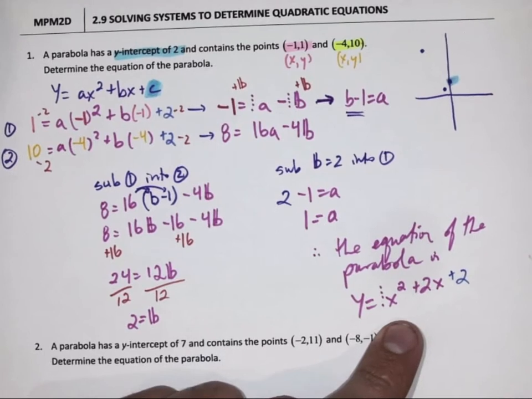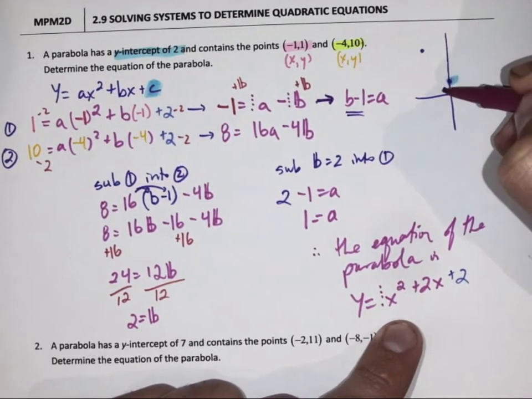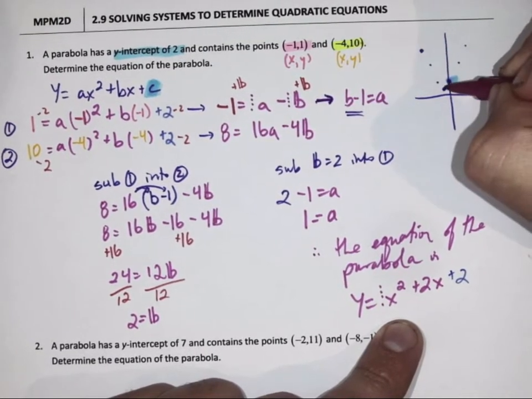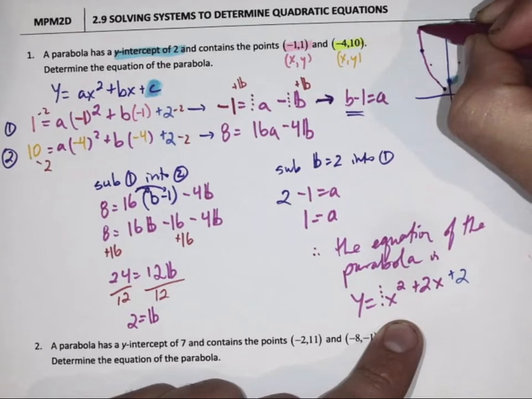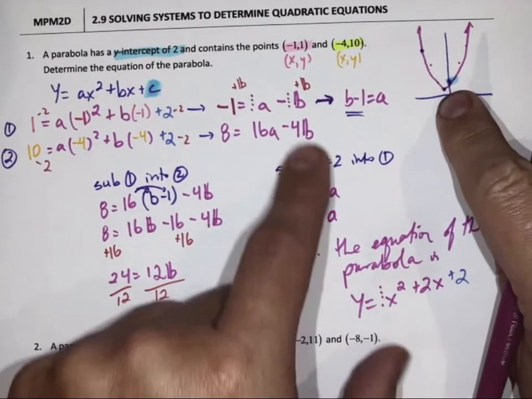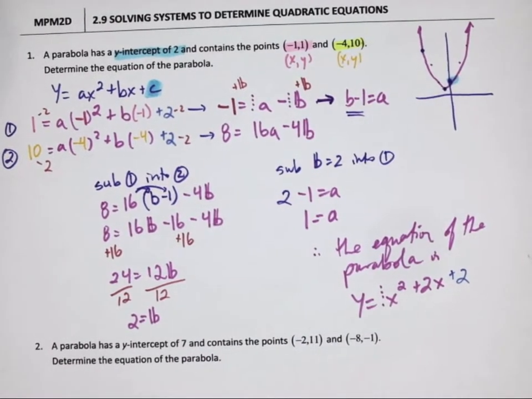So there we go, it opens up. So y-intercept of 2, we go there, and so really it would end up looking something like that. So that's the equation that has a y-intercept of 2 and those points on it. Let's try another one.